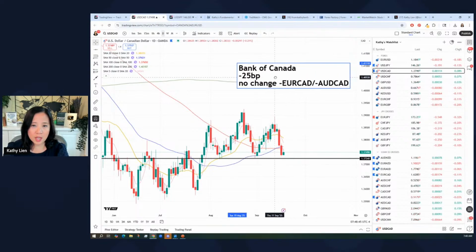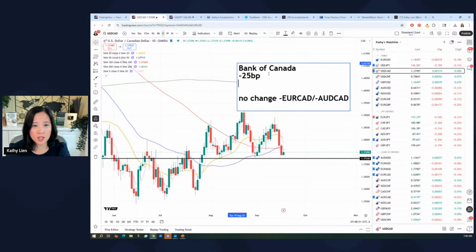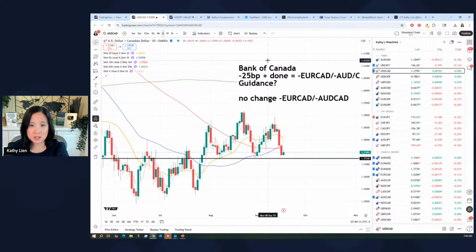Now, what if we get that 25 basis point rate cut that is expected? Well, it's not so much about the 25 basis point rate cut. It's about the 25 basis point rate cut and the guidance, what the BOC, Bank of Canada, says and suggests at 10 a.m. So if we get 25 basis points and done, which means wishy-washiness, then I think the EuroCAD Aussie CAD trade is the best.